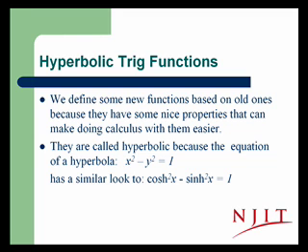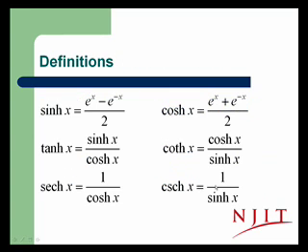We call them hyperbolic functions because the equation of a hyperbola, x squared minus y squared equals 1, has a similar look to cos squared minus sin squared equals 1. That is, hyperbolic cosine squared minus hyperbolic sine squared of x equals 1. So here are some definitions.